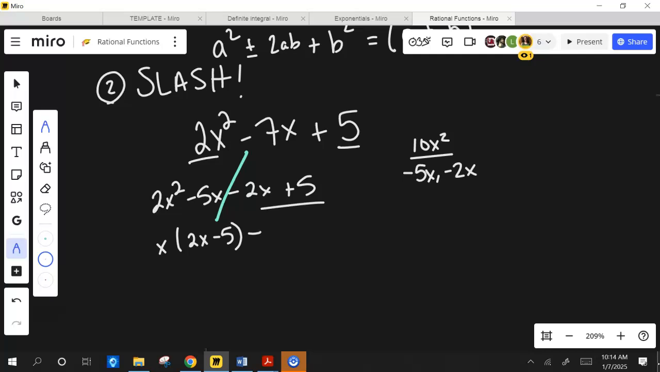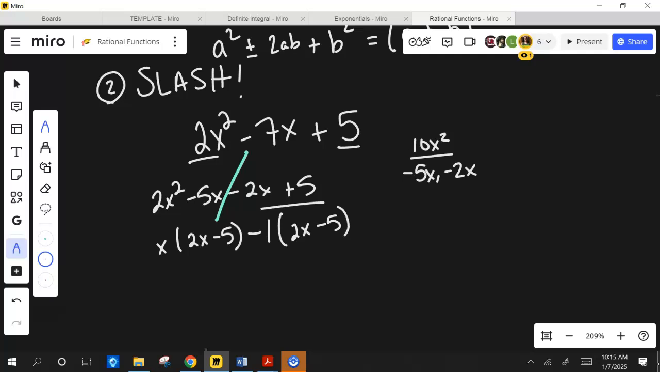It's okay. But if you can't take anything out, what do you take? A 1. Always a 1. That's exactly right. Good job. Remember, if the middle sign is minus, we change that last sign. If the middle sign is minus, you change the last sign when you factor. So this would be 2x minus 5.